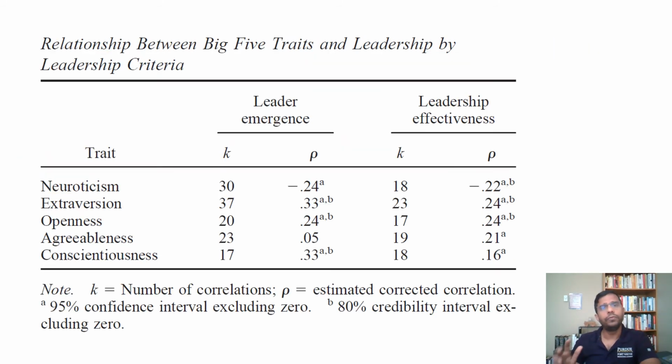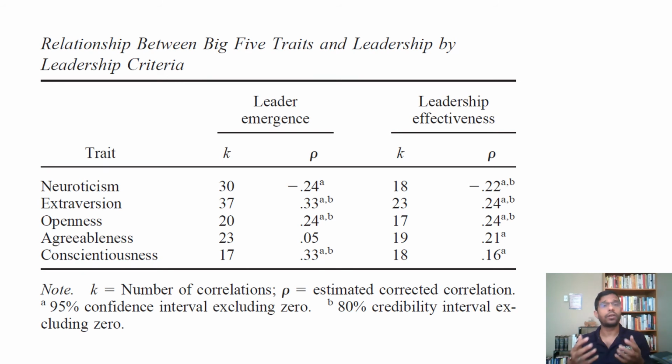Actually, before we move into that discussion, let's take a look at one of the other tables from Judge's paper, because it gives some deeper insights into the connection between the big five personality traits and leadership. So you would remember we had discussed leadership emergence and leadership effectiveness. These are different things.